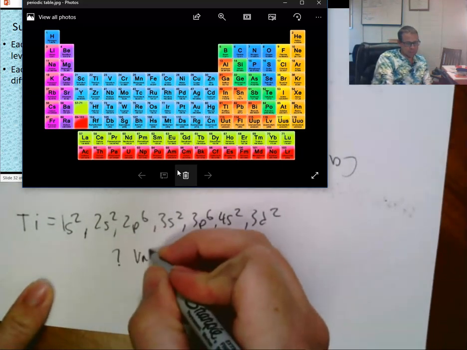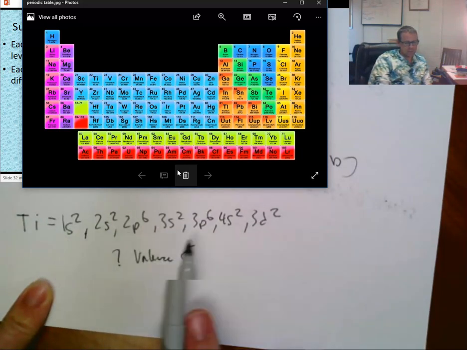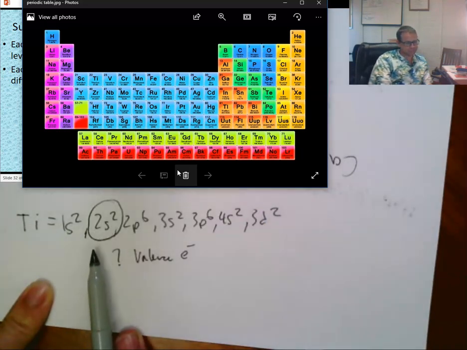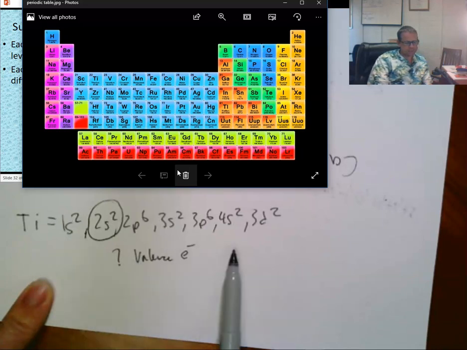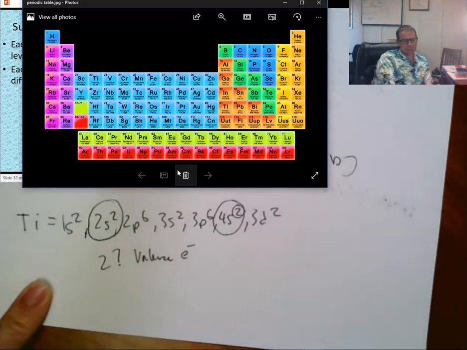So the question is, how many valence electrons? By looking for the highest n value, who has the highest n value here? What's the n value for these electrons, Chance? Is that 2? 2, that's right. The n value for these electrons is 2. Who has the highest n value? 4s2. That's right. So now, how many of those highest n value electrons are there? That's 2. So this has 2 valence electrons for titanium.